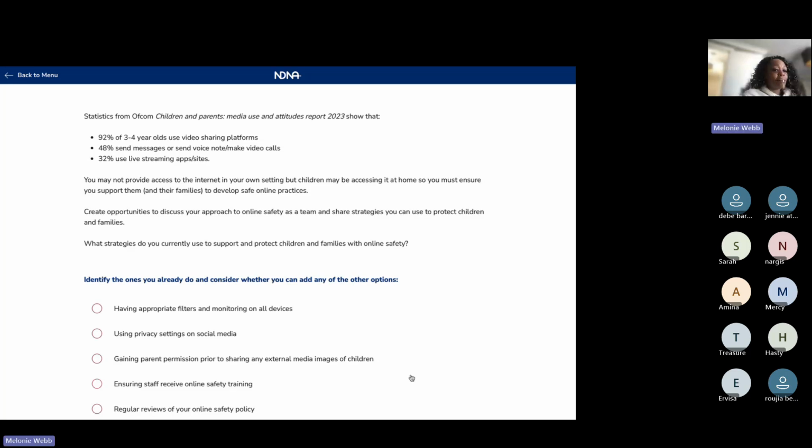You may not provide access to the internet in your own setting, but children may be accessing it at home, so ensure you support them to develop safe online practices. Create opportunities to discuss your approach to online safety as a team and share strategies you can use to protect children and families. So, I restricted the use of the computers in the preschool, and since then they have actually removed the computers from the preschool room.